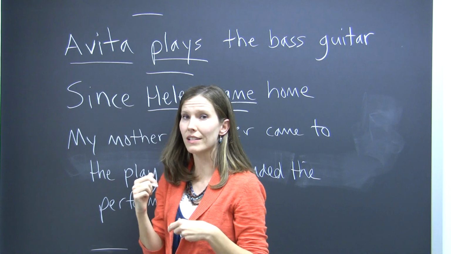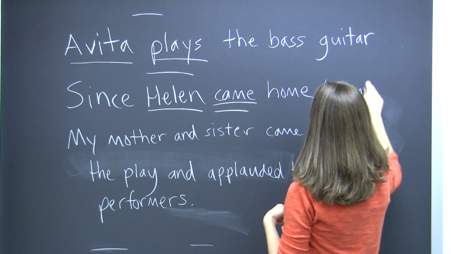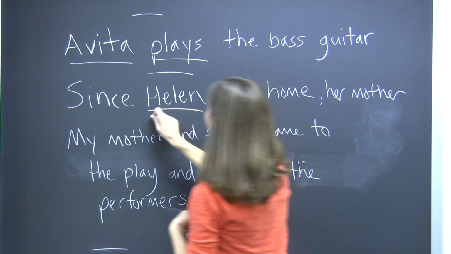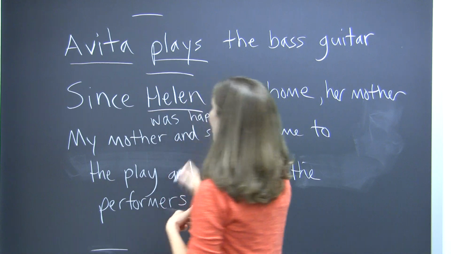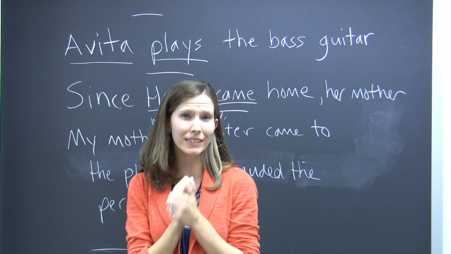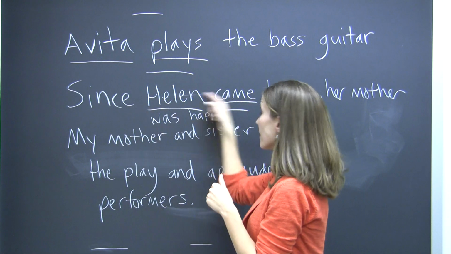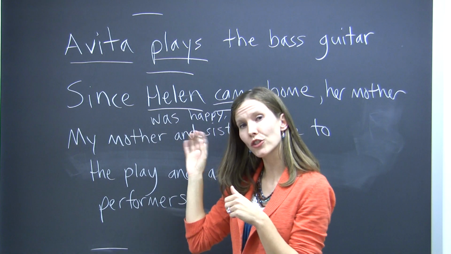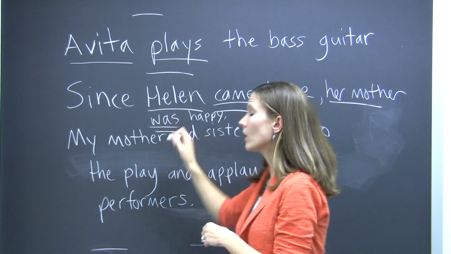So for example, I could say, since Helen came home, her mother was happy. Now it is a complete sentence, it makes sense, and it's made up of two different clauses. A dependent clause, since Helen came home, attached to an independent clause, her mother was happy.